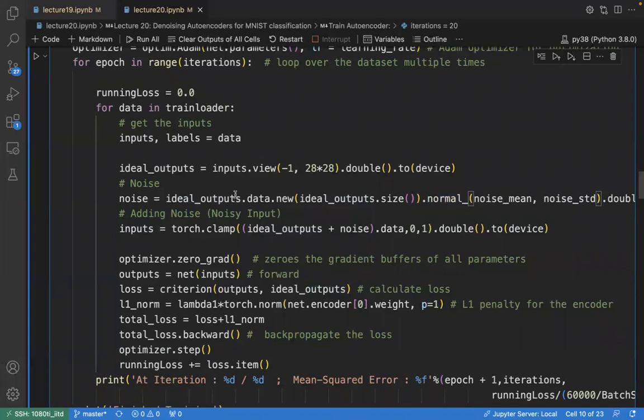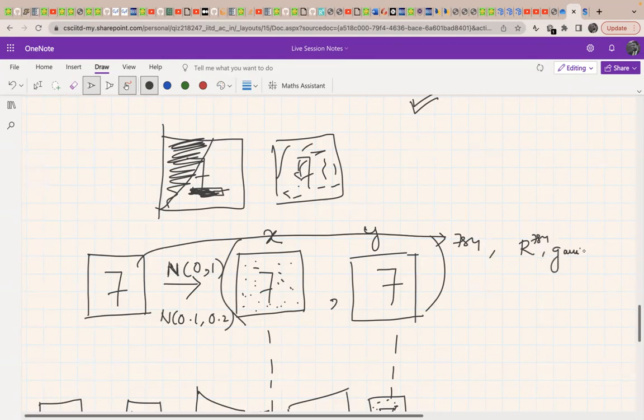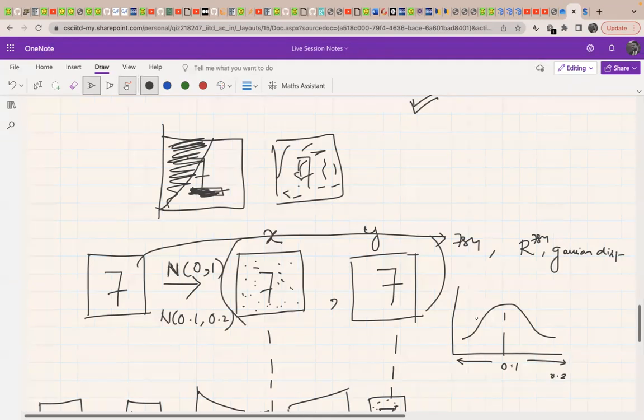I'll just tell how the noise is getting sampled. We took the dimension of this. The dimension will be 784, right? So we are defining a 784 dimensional Gaussian distribution. A two-dimensional Gaussian is like this. And since the mean is 0.1 and the standard deviation is 0.2, what we're doing is, this is two-dimensional, similarly we're defining a 784 dimensional Gaussian, and we're sampling points from it.